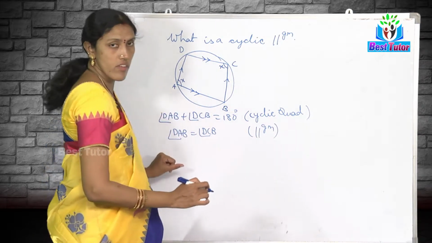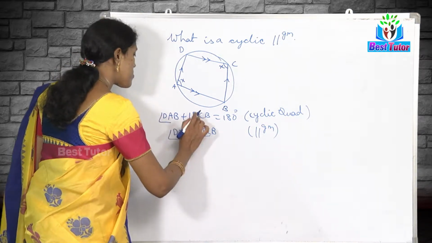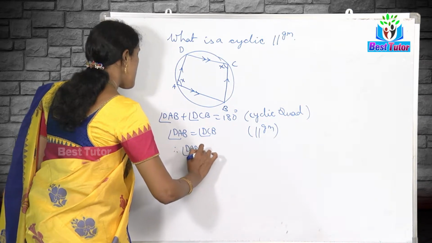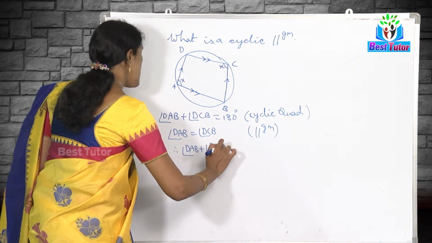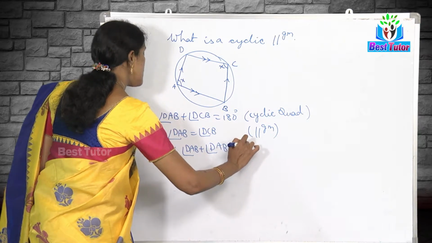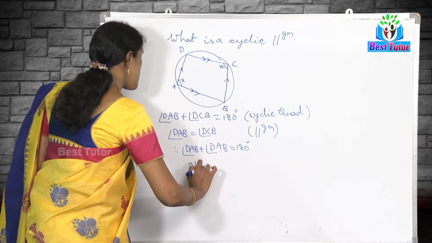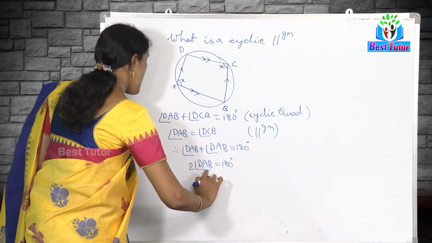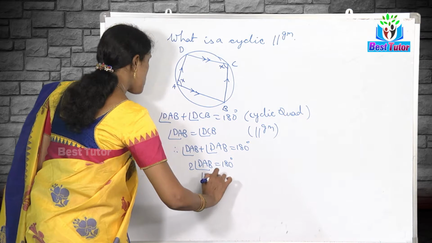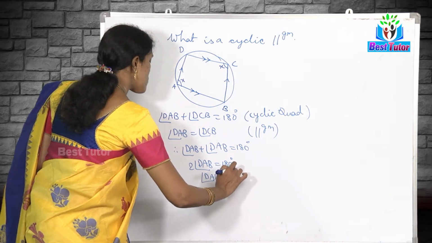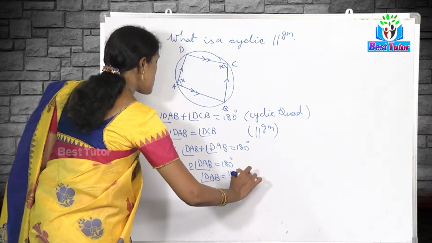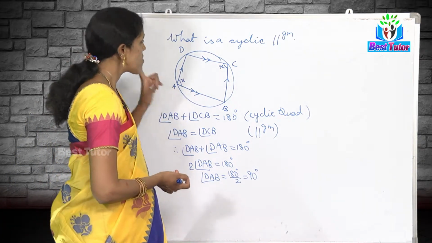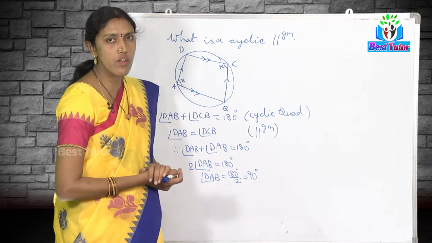Now, I am going to combine these two. Angle DAB is equal to angle DCB. Therefore, angle DAB plus angle DAB is equal to 180 degrees, or 2 times angle DAB is equal to 180 degrees, or angle DAB is equal to 180 degrees divided by 2, that is 90 degrees. So these two angles are equal to 90 degrees. Similarly, we can prove that these two angles are equal to 90 degrees.